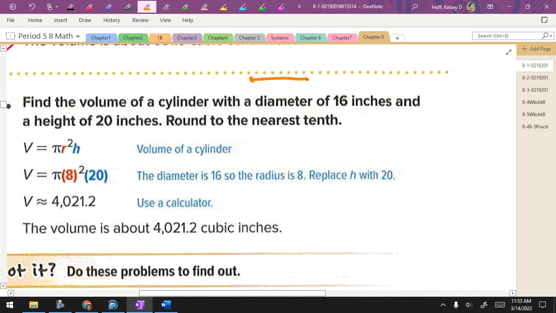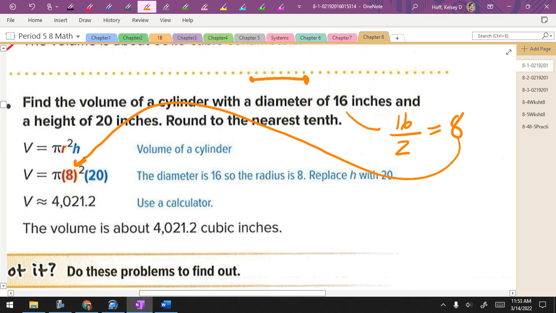Diameter is edge to edge on a circle. So if they give you the diameter, the very first thing you have to do is divide it in half. Because my radius is 8, and that's why my 8 goes in my formula. So if I want to say there's a tricky piece to today, it is making sure you read carefully that you use your radius, not your diameter.